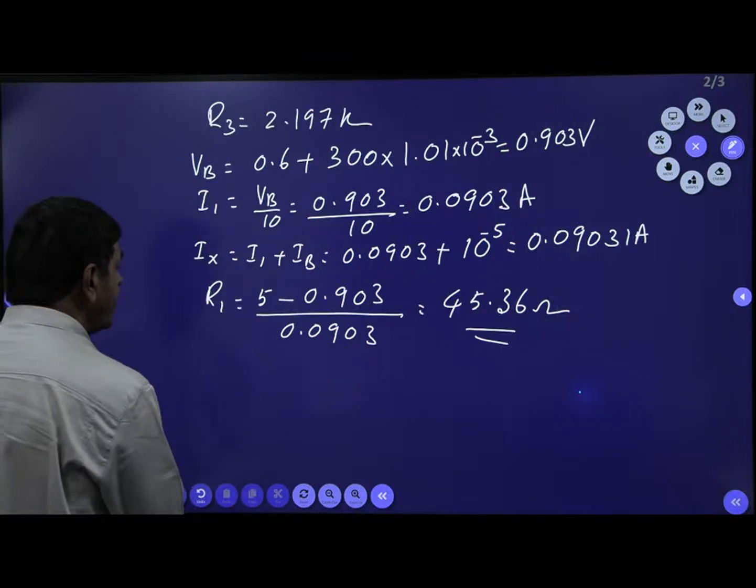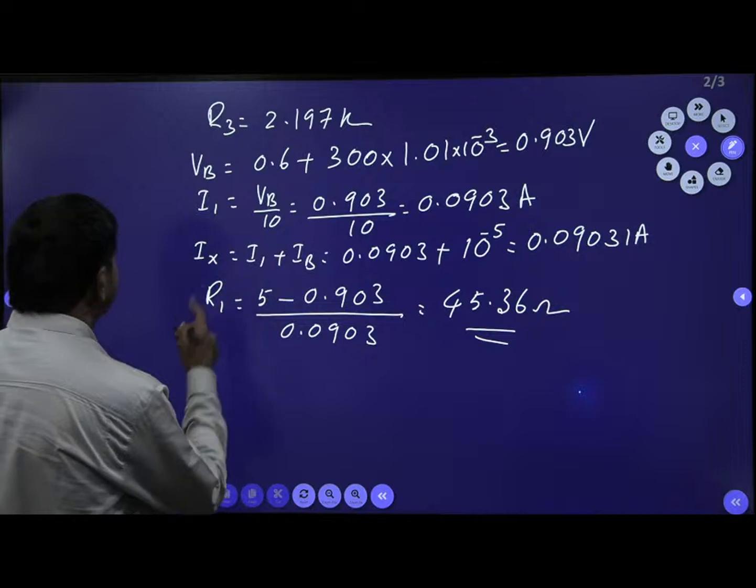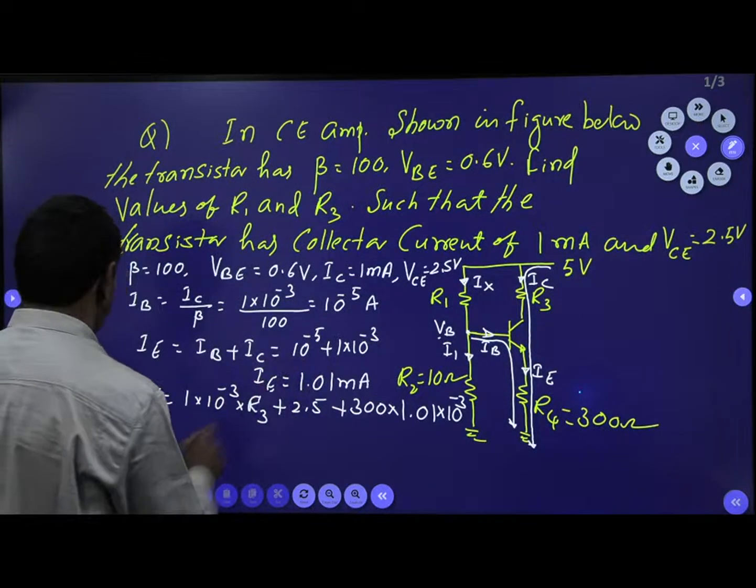Even in the last problem you asked R1, I got it. R3 also I am getting, is it not? Yes, R3 also I am getting, no problem. Yes, that's okay.